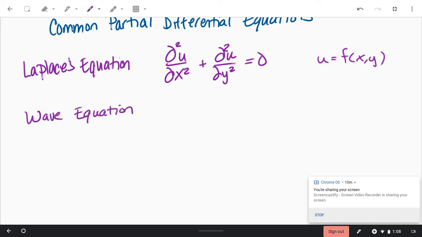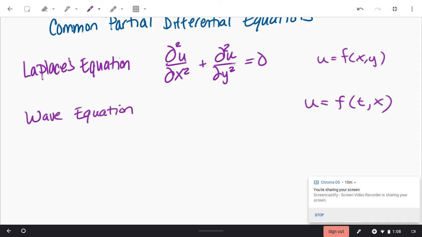This is a good one. u is a function of both time and distance, t and x. A wave equation can be used to model, like, the vibration in a string. It's a function of both how much time has passed since that wave has been created and the distance you are from where the wave was created.